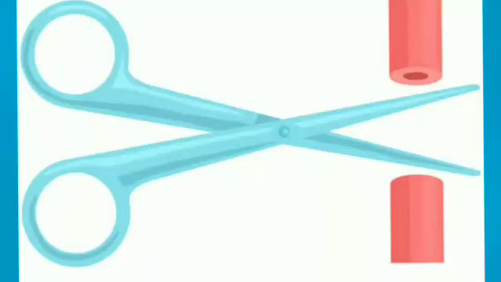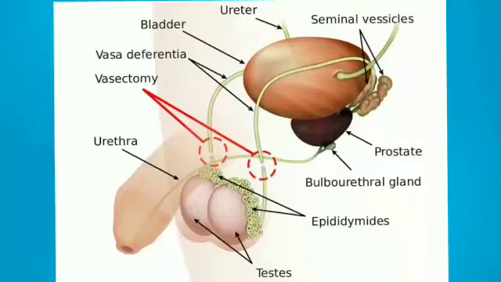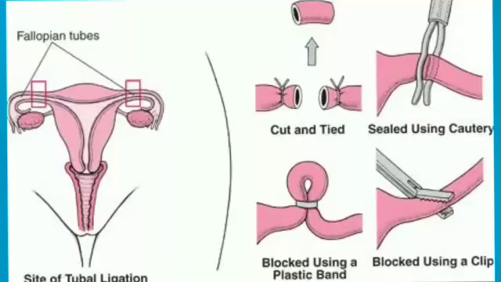Finally, we have the surgical sterilization. In man, it is called vasectomy. It consists of ligating and cutting the vas deferens of each testicle. In women, this sterilization consists of the ligature and section of both oviducts. This method is the safest.